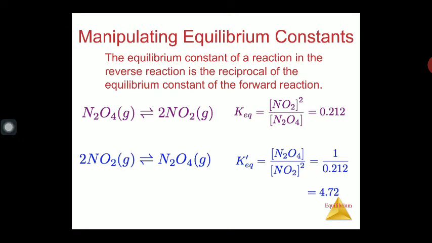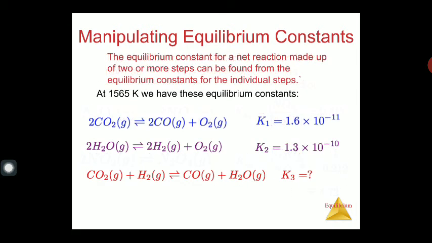you can find out the K of the backward direction reaction and it will be just the reciprocal of the first value. So the value of the equilibrium constant for the backward reaction is just the reciprocal of the first one, that is 1 upon 0.212, and this becomes 4.72. So these are some of the characteristics that we are discussing here.